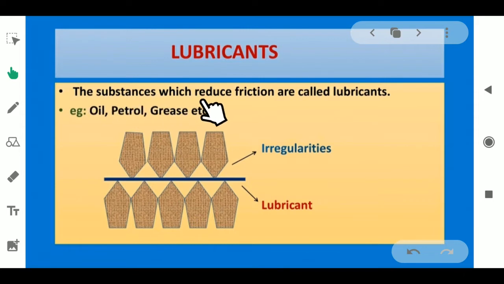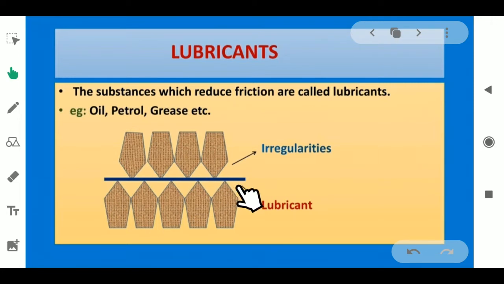Next, lubricants. What are lubricants? The substances which reduce friction are called lubricants. Examples: oil, petrol, grease, etc. In the previous session, we discussed the irregularities and the interlocking of irregularities, right? When two objects come in contact with each other, these irregularities produce friction, right? So to minimize this friction between the objects, we can apply lubricants.